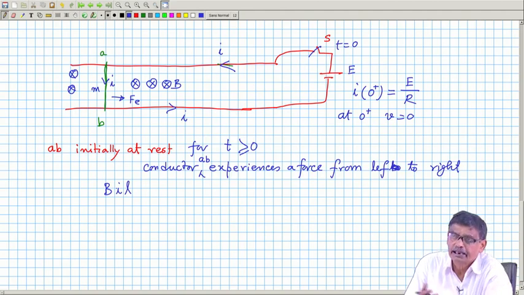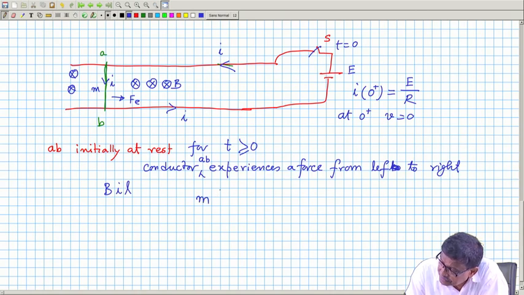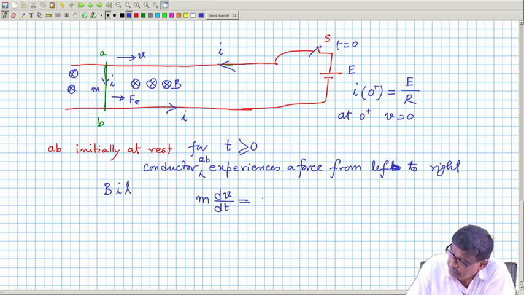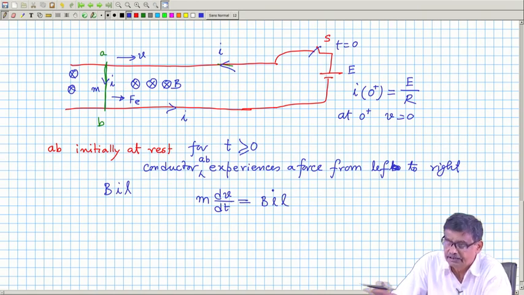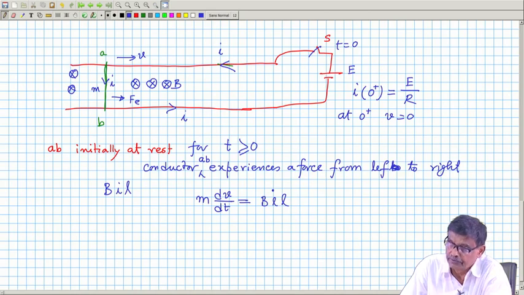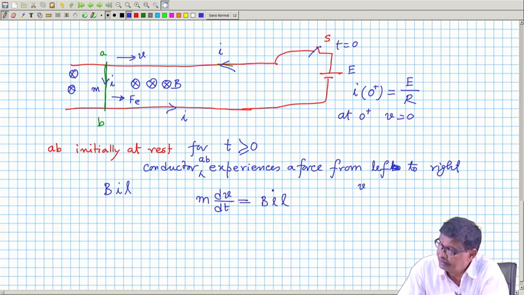Therefore, things start moving. I can write down the dynamic equation. What will be the dynamic equation? M dV by dt is equal to the force from left to right. Velocity is increasing this way, so this must be equal to BIL, with no negative sign this time, because this is accelerating it. So, this is one equation. What is our target? What is the velocity as a function of time, and what is I as a function of time.